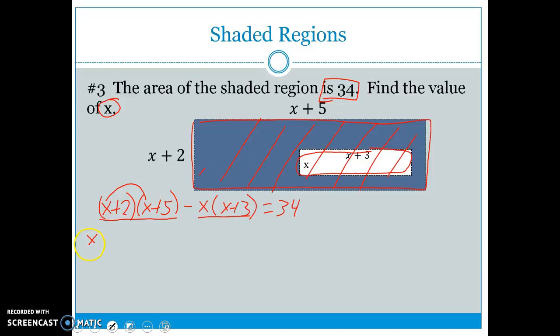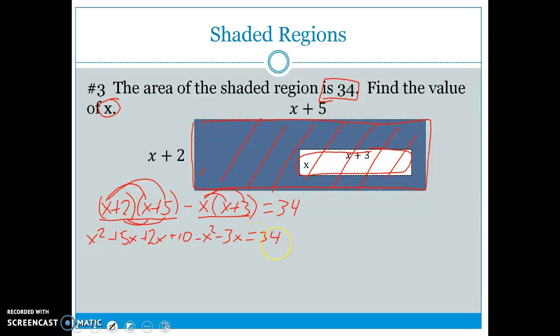x times x is x squared. x times 5 is 5x. 2 times x is 2x. 2 times 5 is 10. And then negative x times x is negative x squared. Negative x times positive, that's a positive 3 there. Negative x times positive 3 is negative 3x. That's equal to 34.